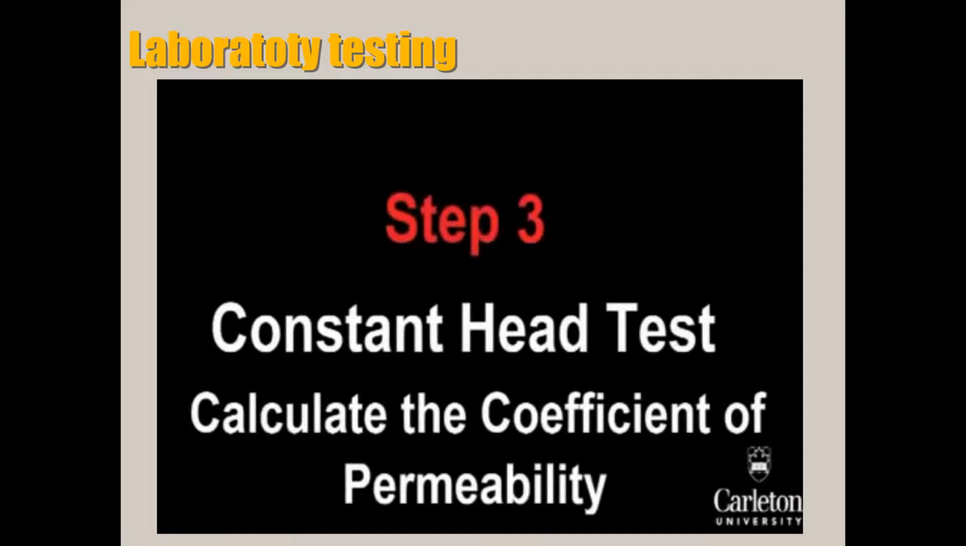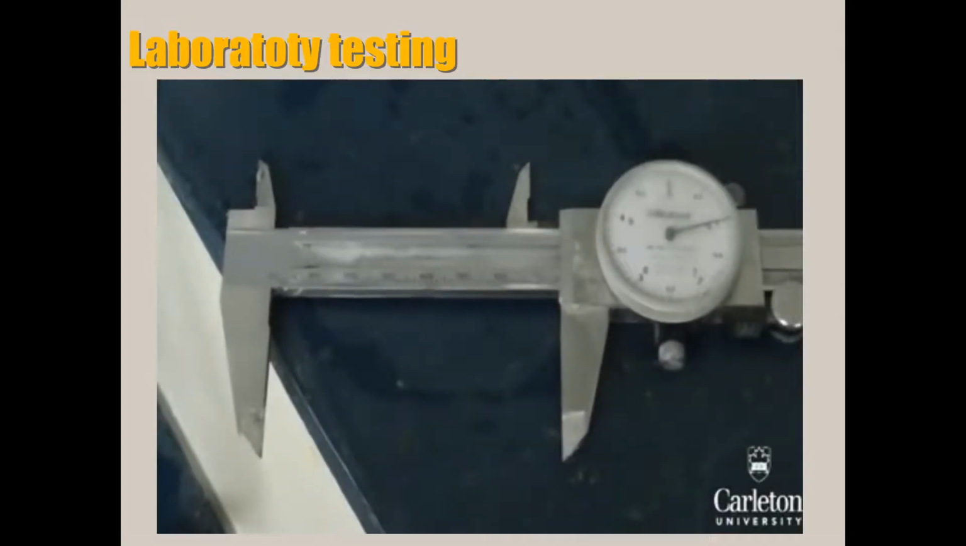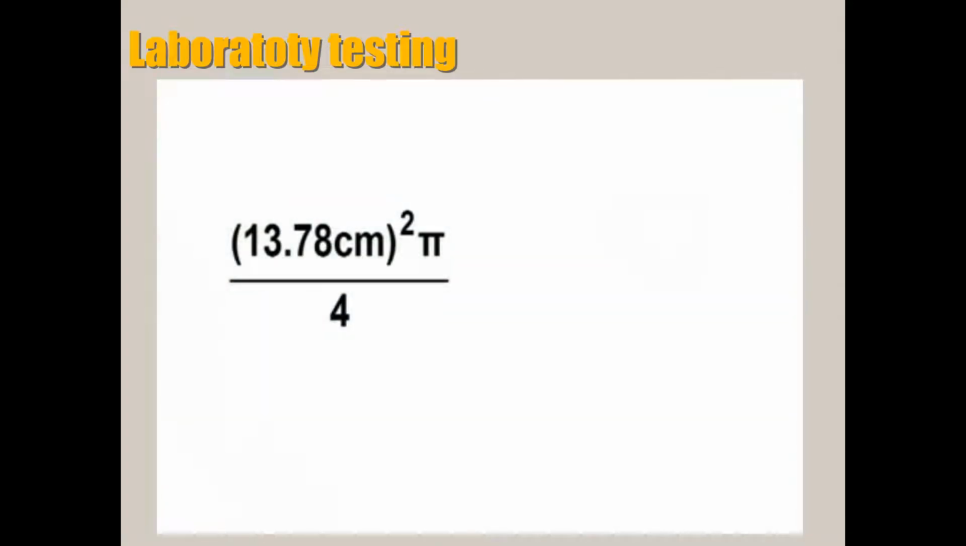We can now clean up the apparatus and proceed to the calculations. Calculate the cross-sectional area of the cylinder. To do this, take calipers and measure the diameter. From this we get the cross-sectional area, as the section is circular.